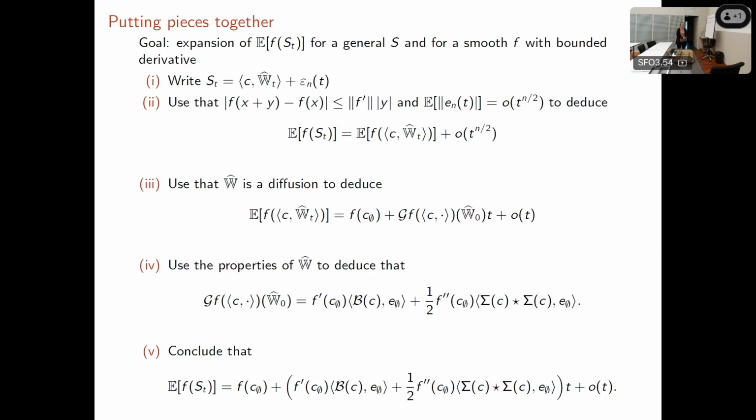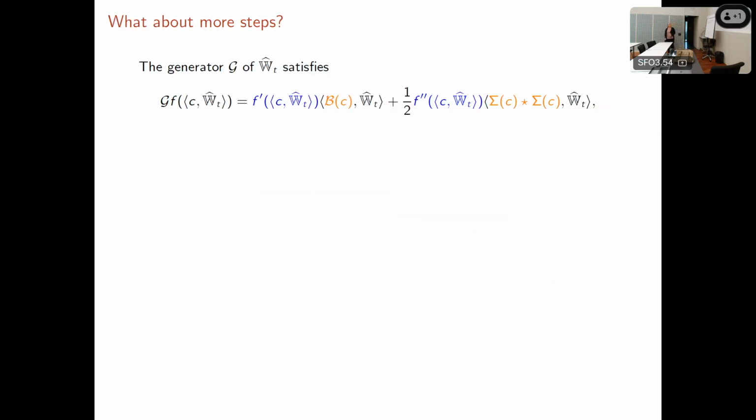Now, let me see, to calibrate a bit, I still have around 15 minutes? Yeah. Okay. 20. 20. Very good.